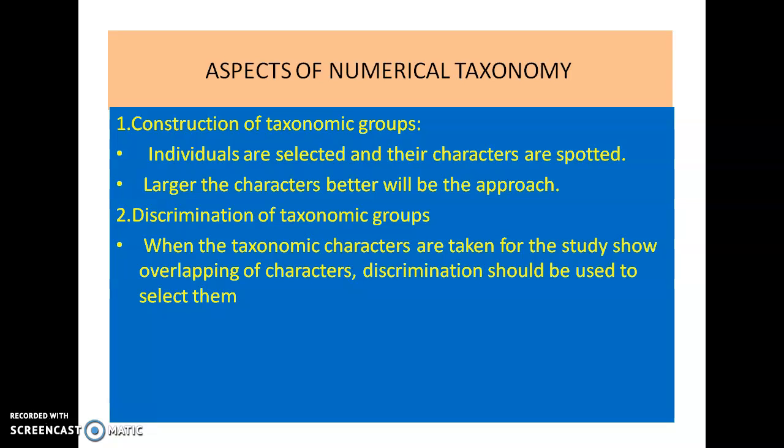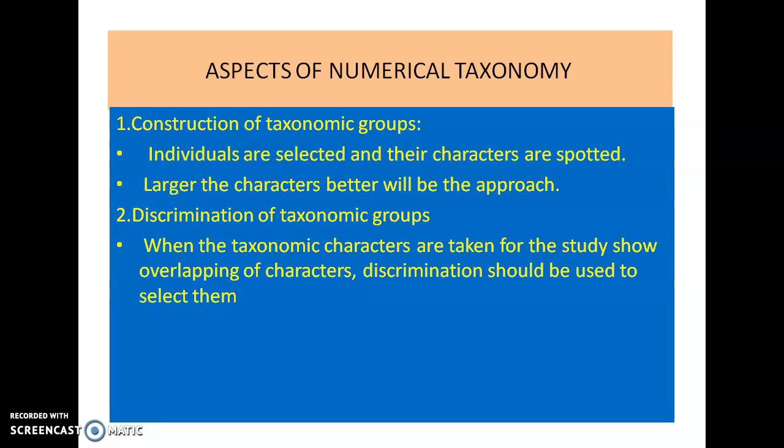Then, what are the aspects of this numerical taxonomy? How are we considering this numerical taxonomy? It involves the following 2 different steps: construction of taxonomic groups and discrimination of taxonomic groups. What is meant by construction of taxonomic groups? Here, while we are studying, we have to select the individuals with respect to the characters which are supported. If we consider a larger number of characters for classification, the better will be the approach of this numerical taxonomy.